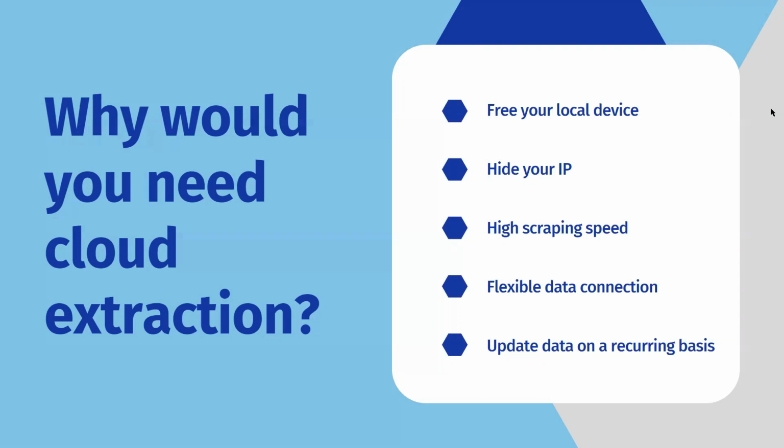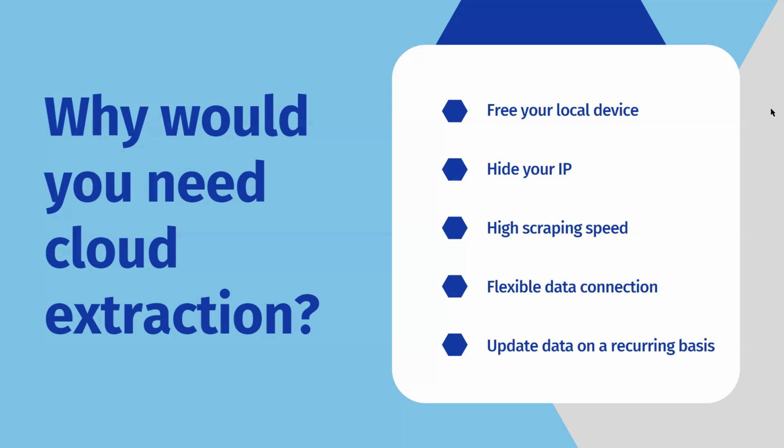Second of all, you can hide your IP. As tasks run in the cloud server, they will use our cloud IPs to access the web pages. So your local IP will be protected. So that's the most important thing. You can also have high scraping speed. Of course, cloud extraction can speed up the scraping 6 to 10 times compared with local runs by splitting the task into subtasks and running the multiple subtasks at the same time.